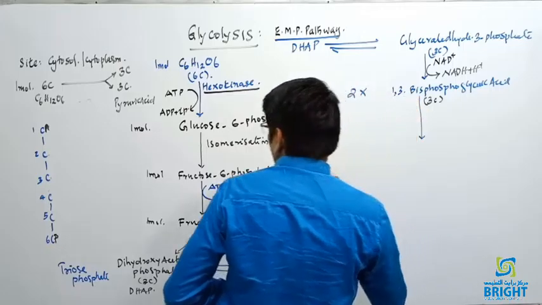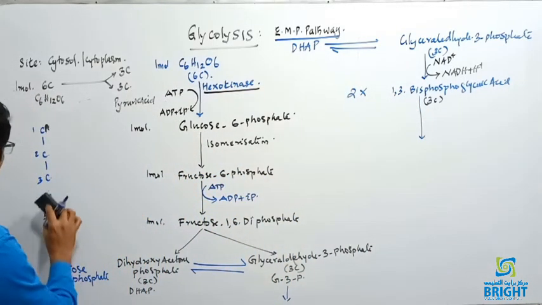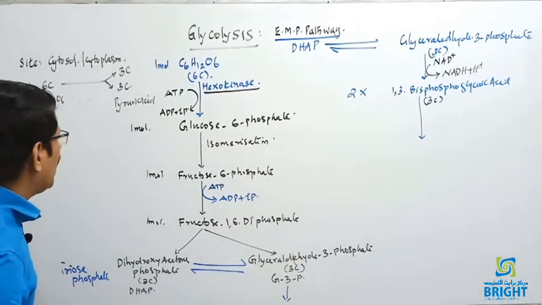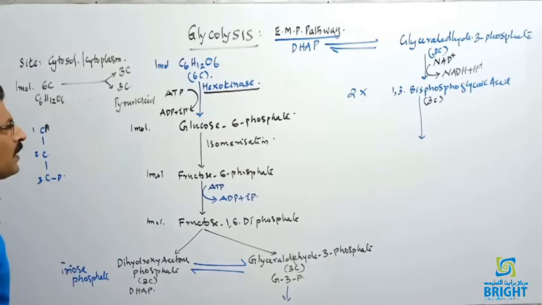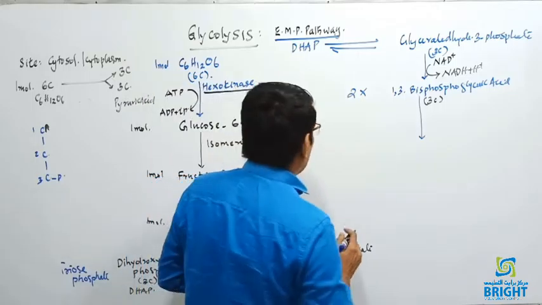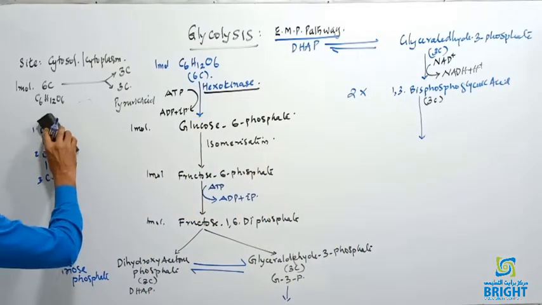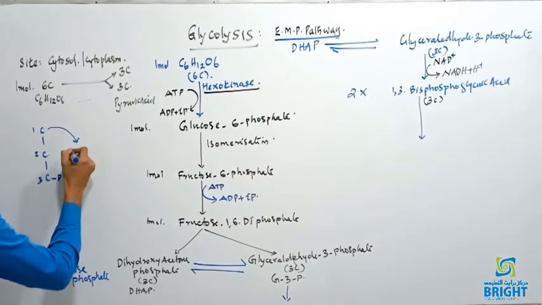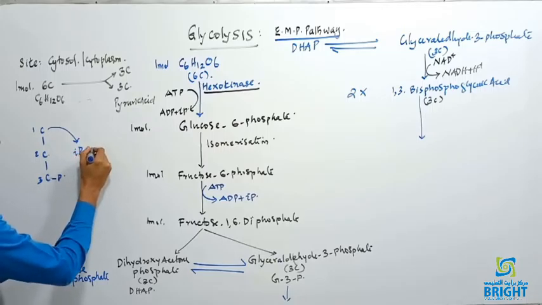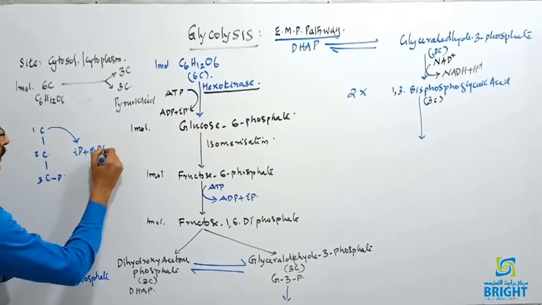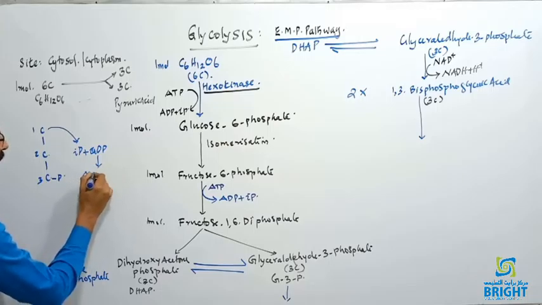In the next step, 1,3-bisphosphoglyceric acid has phosphate at the first carbon and also the third carbon. It releases the phosphate from the first carbon, and this phosphate combines with ADP and forms an ATP molecule.